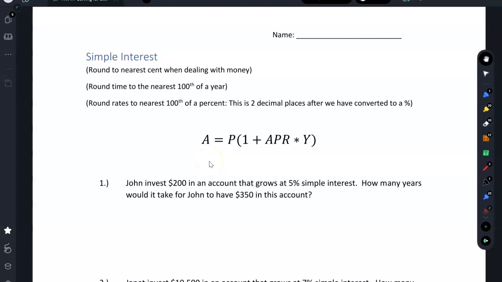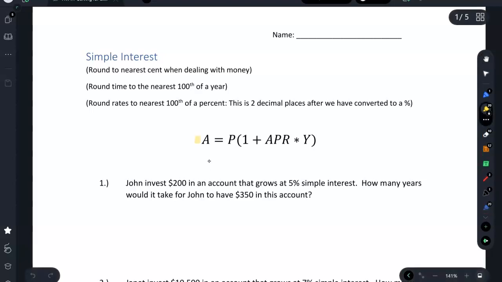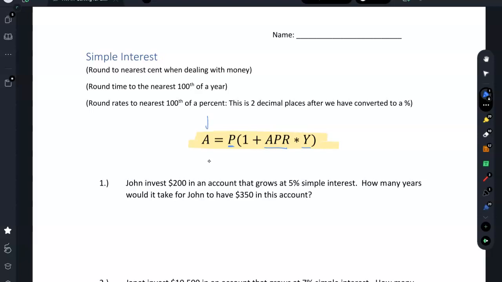Okay, in this assignment, we're going to continue looking at different types of interest, but what's going to be different about this assignment compared to the last one is we're not always going to be solving for the final amount. What I mean by that is if we take the simple interest equation, for instance, last time I was giving you P, APR, and the amount of years, and I was asking you to solve for the final amount. This time, I'm going to be giving you the final amount and asking you to solve for one of these three variables.